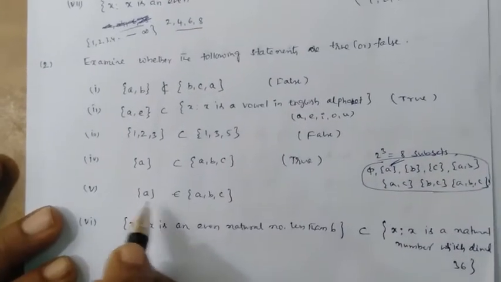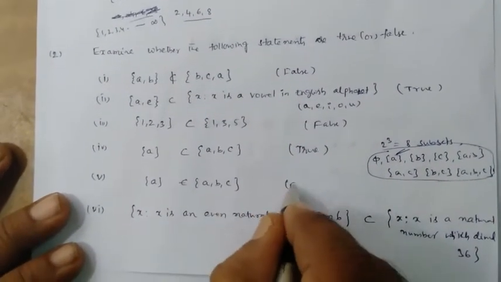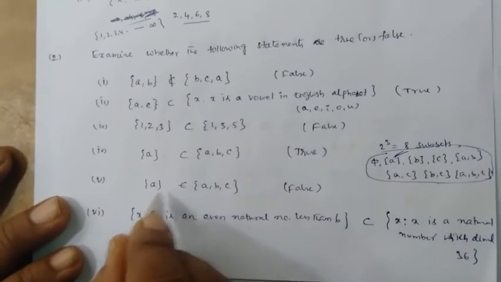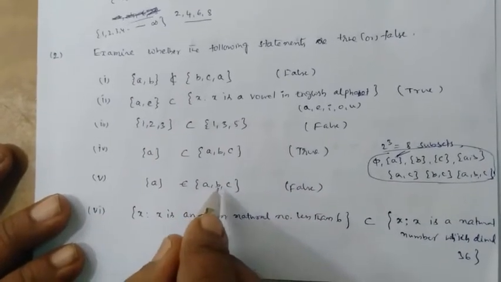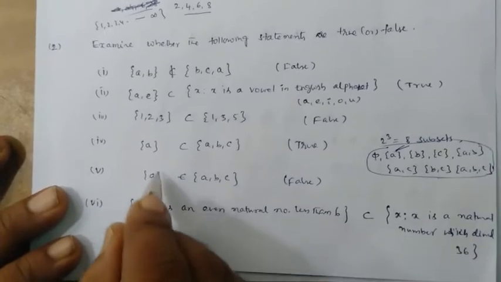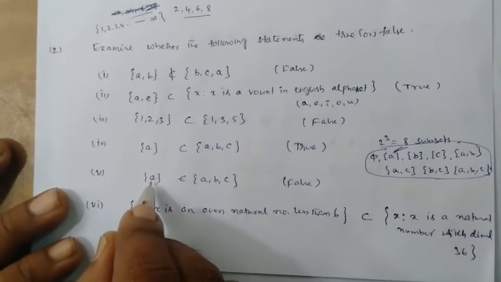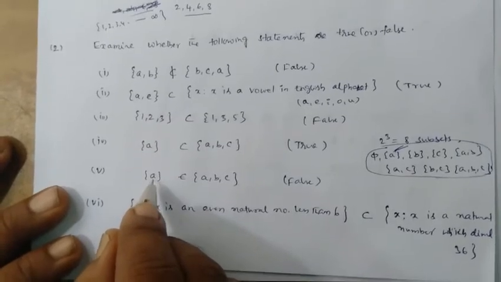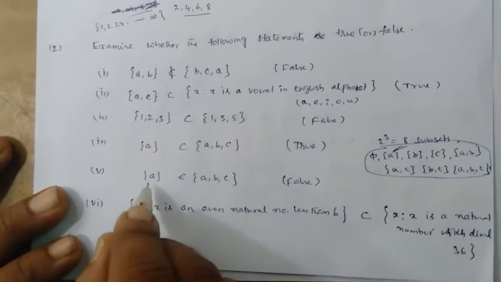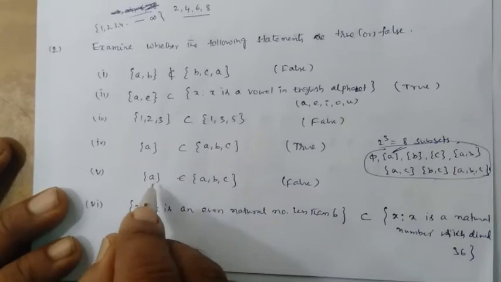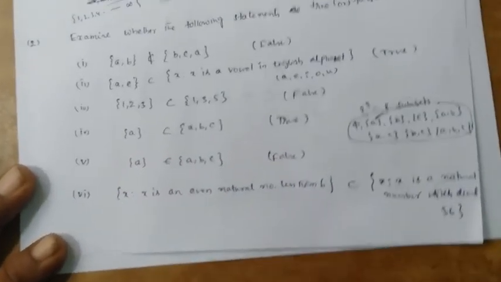Similarly, singleton A belongs to ABC. It is a false statement because singleton A is not an element in the set ABC. If it is an element, you can put the symbol belongs to. Here singleton A is a subset. It is not an element in the set ABC. It is a subset of ABC. So this statement is a false statement.